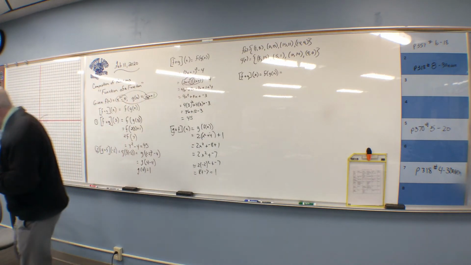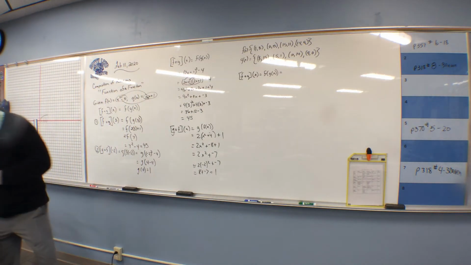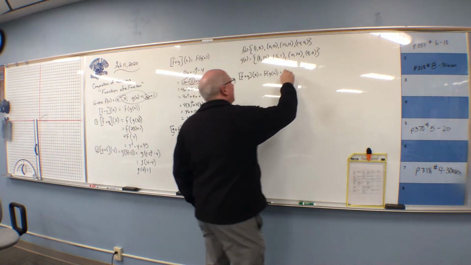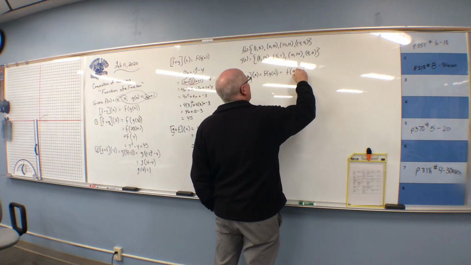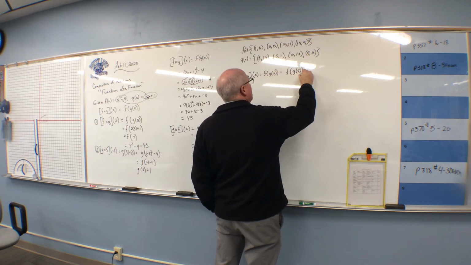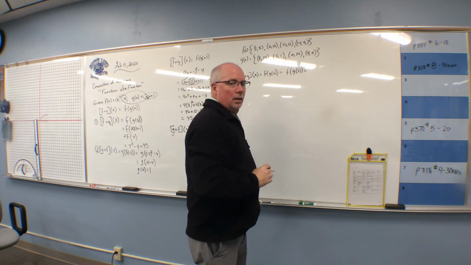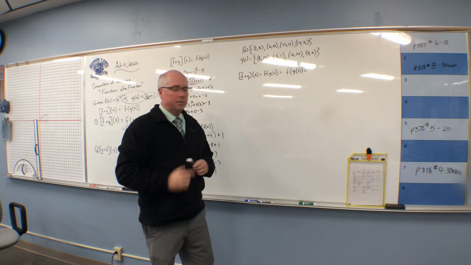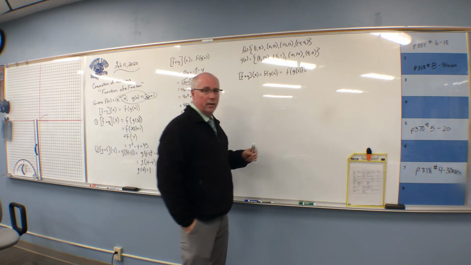Let me write the notation here. Let's do this. F of g, what's my first x? 8. Remember, we have f of g of x. My first x is 8, right? Is everybody with me? Okay. I want to see if this works, all right?